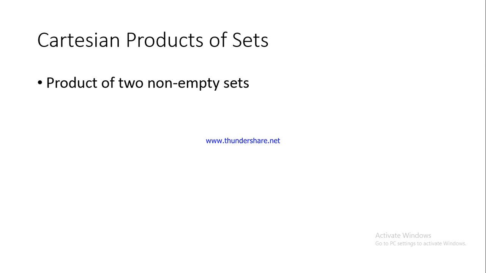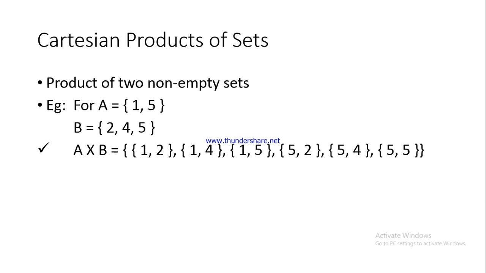Cartesian product is the product of two non-empty sets. How? Let's take an example. For example, A has two elements 1 and 5, set B has three elements 2, 4 and 5. Now the Cartesian product would be A into B.